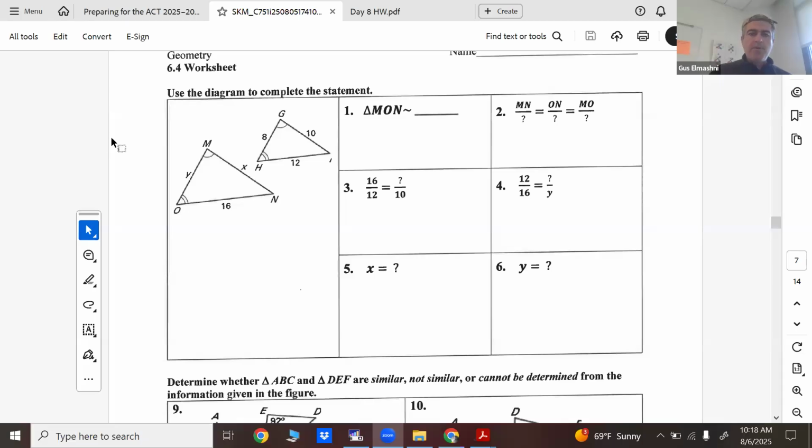Yeah. So if M goes with G and O goes with H, then N goes with I. I'm going to say triangle GHI.